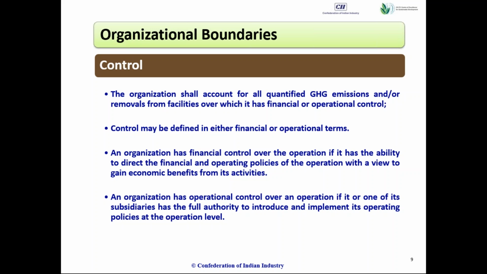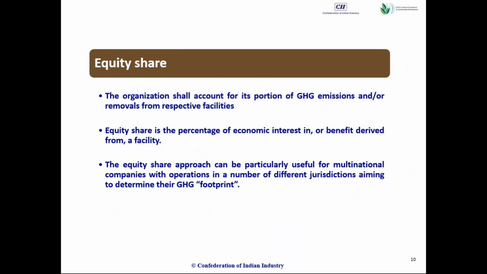The second approach is the equity approach. Equity approach means that a company will account for GHG emissions in the proportion of the equity that they have in the subsidiary or another company. In other words, company A has 20% equity in company B and 30% equity in company C. So 20% of B's GHG emissions and 30% of C's GHG emissions, they will account in their own GHG emissions. So the two approaches are either control approach or equity approach.